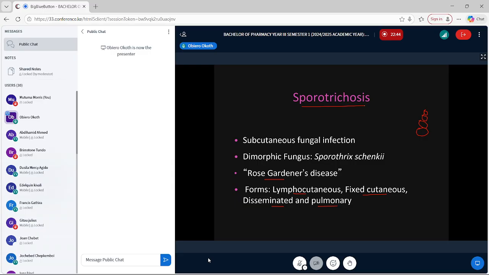There are others like mycetoma, like Madura foot. Those are still subcutaneous fungal infections. It looks something like this.